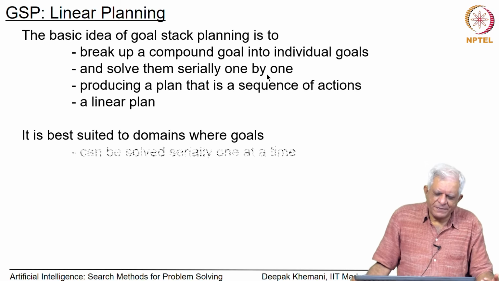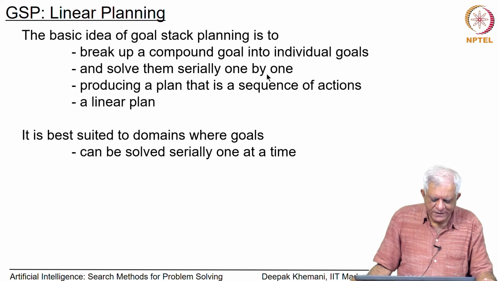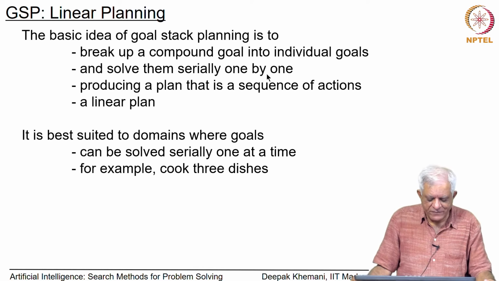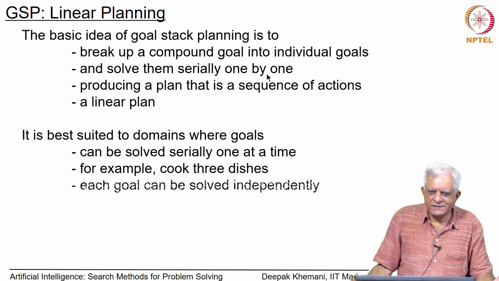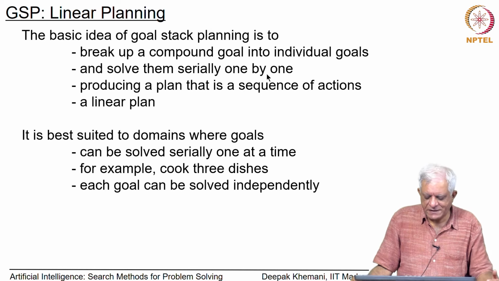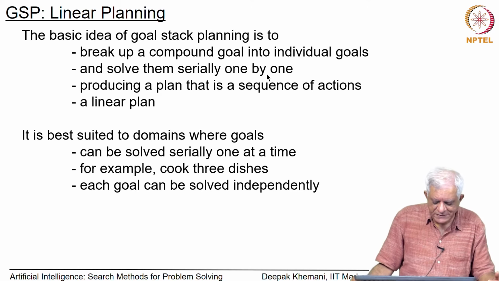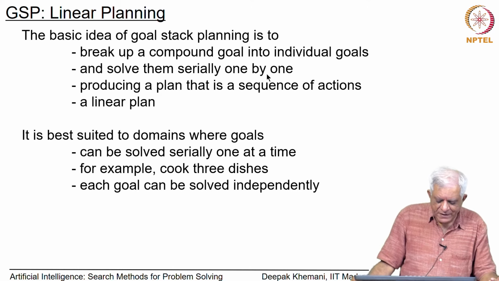So, this goal step planning is best suited to domains where the goals can be solved serially one at a time. For example, if you have to cook 3 dishes, then you are saying, okay, I will make the first dish, then I will make the second dish, and then I will make the third dish. And each of these 3 dishes can presumably be solved independently.